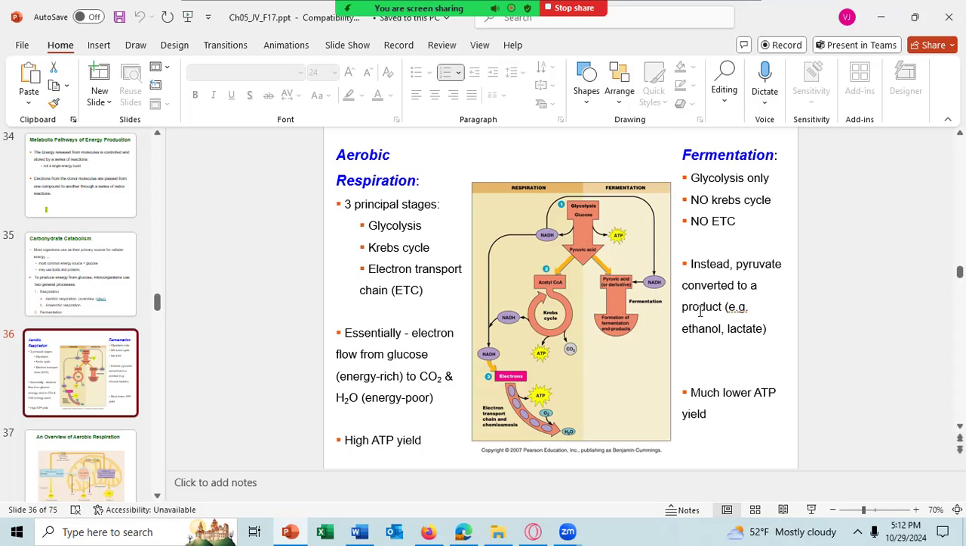This slide is only showing you a summary of aerobic respiration compared to fermentation. But in both processes, we can use glucose, shown here, to make ATP. Any question about any of that?